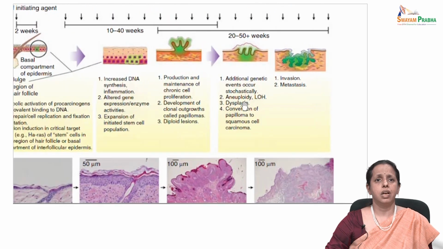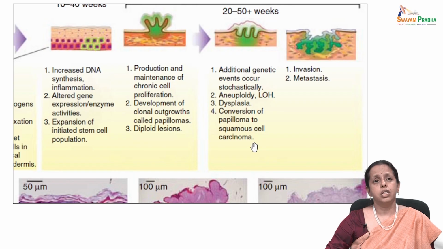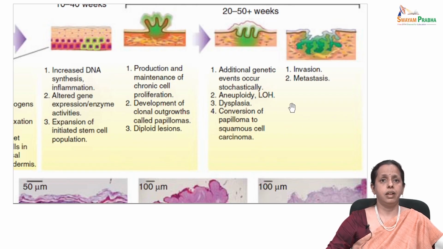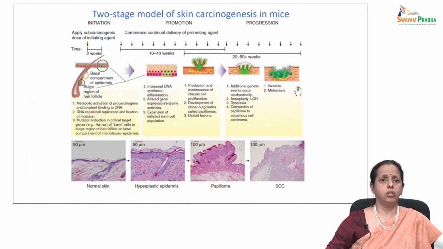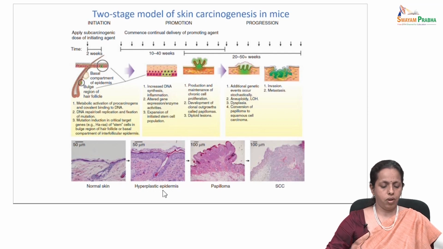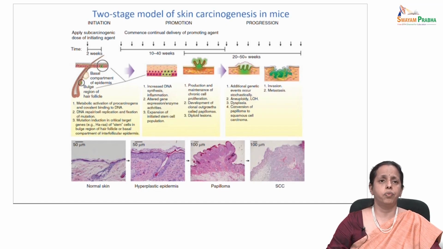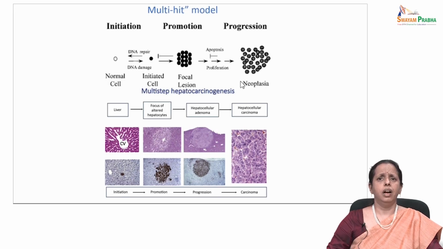What happens in the progression phase? Here you have additional genetic events which occur, like aneuploidy, then there is dysplasia, and then the conversion of this papilloma to a typical squamous cell carcinoma happens, and then there is invasion and metastasis. So here also you can slowly see how the normal cells, this is a histo figure. This is a normal cell, and then you have your hyperplastic epidermis, then this papilloma, and then your squamous cell carcinoma. This is just a two-stage model of skin carcinogenesis in mice, which is very well depicted here by giving a sublethal dose of your carcinogen. And here again, the three stages of carcinogenesis, initiation, promotion, progression, can be studied.